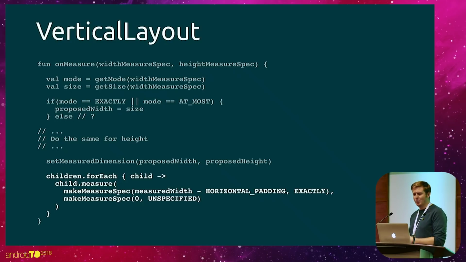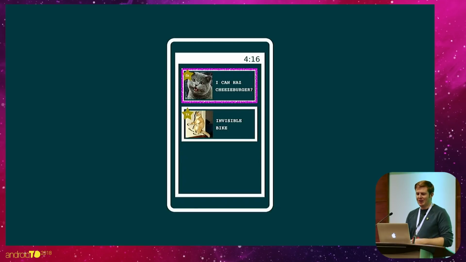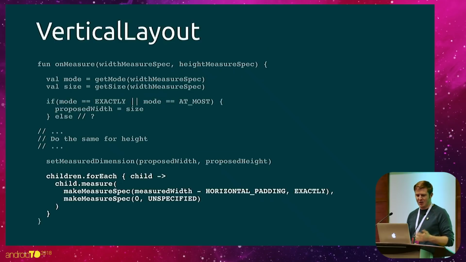And for this, we also have to provide the new measure specs for these children, dictating how we want them to lay themselves out. So in our example app here, we want it to be the size of the parent view, but minus some padding. So we pass in measured width minus horizontal padding, and for mode, we say just do exactly that. And then unspecified for the height, because it's a vertical layout and there's effectively no maximum height. If you go past the screen bottom, you can scroll further down. So for height, just do whatever you want.